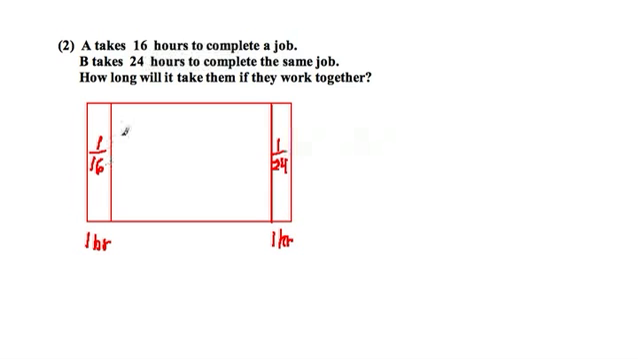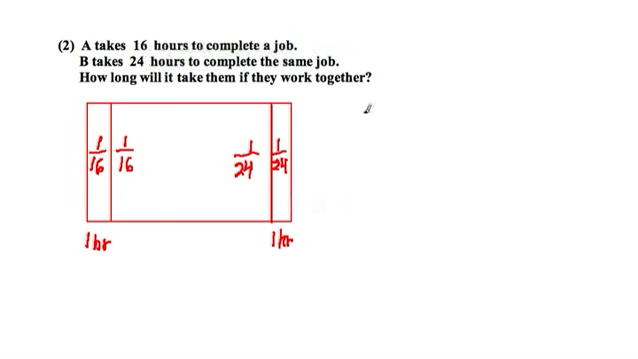So they sort of work towards the middle. In 2 hours, A would do another 16th of the fence. B would do another 1/24 of the fence. And you want to see how many hours it takes until all these add up to one whole fence.